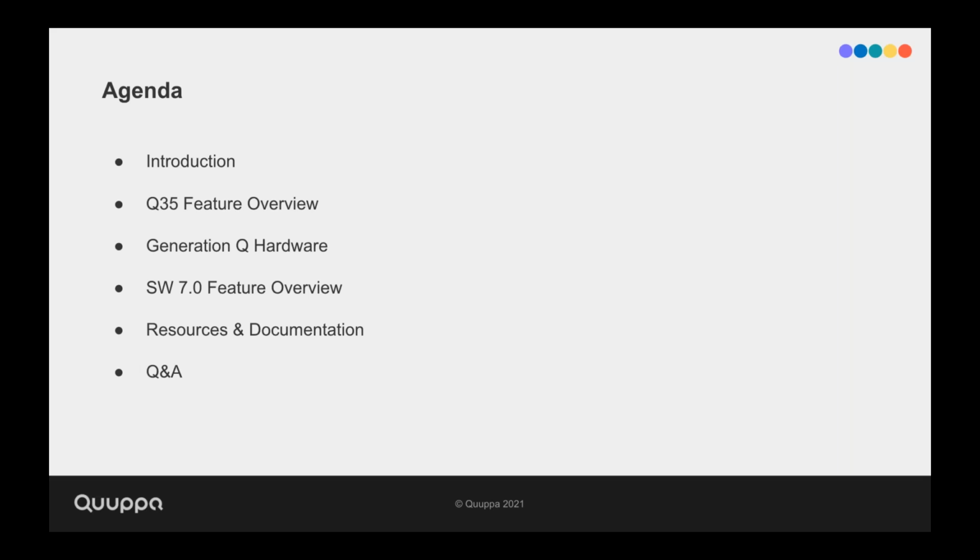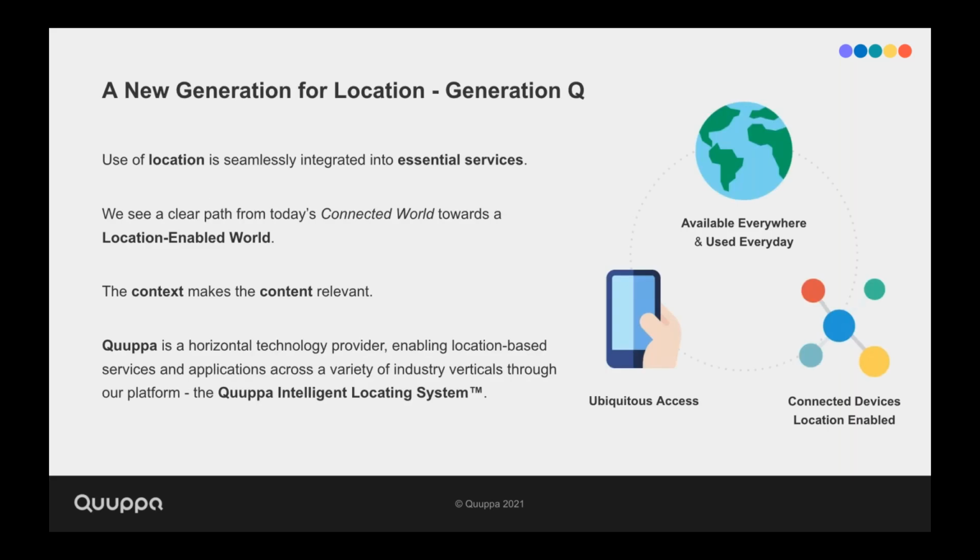So the agenda for today's webinar: we'll give a brief introduction, followed by the Q35 feature overview, some more information about Generation Q hardware, as well as the latest features available in software release 7, and the resources and documentation that's available and where to find everything. And then finally, at the end, we'll have a Q&A. The webinar is due to last around 30 minutes of content, and then we'll try and save around 15 minutes at the end for any Q&A. So with that said, let's get started.